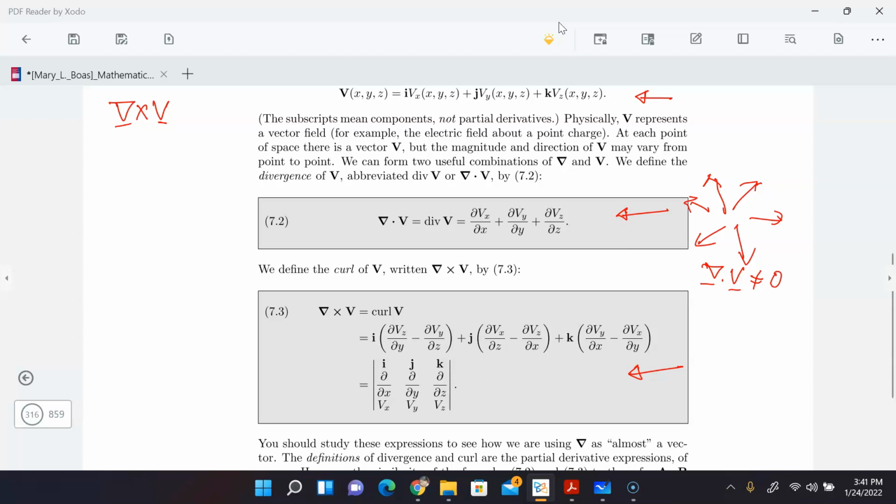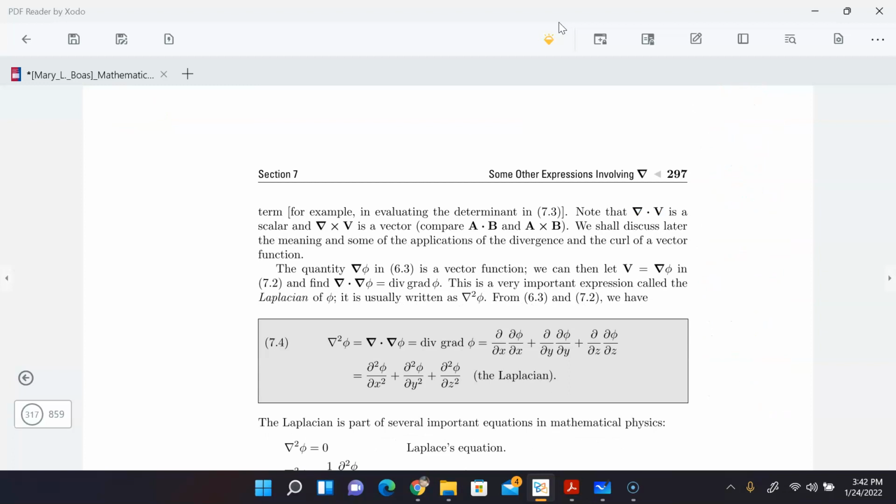And the curl of V is something that talks about rotation. For example, if you find that your vector field is pointing in this kind of direction, denoting some kind of rotation there, then your curl of V will not be equal to 0. So you have some physical idea of what divergence and curl are supposed to mean in some particular context.